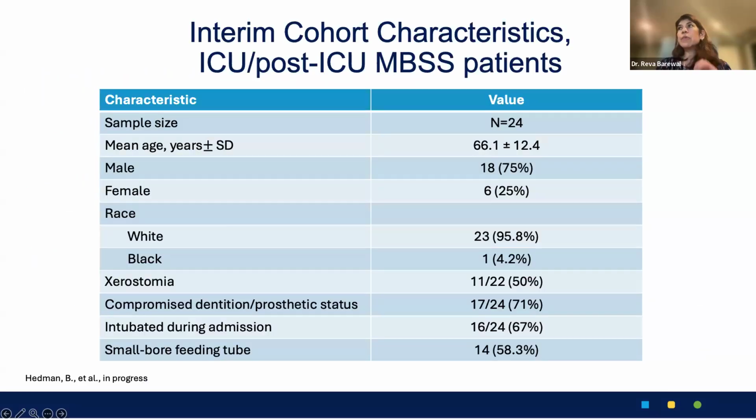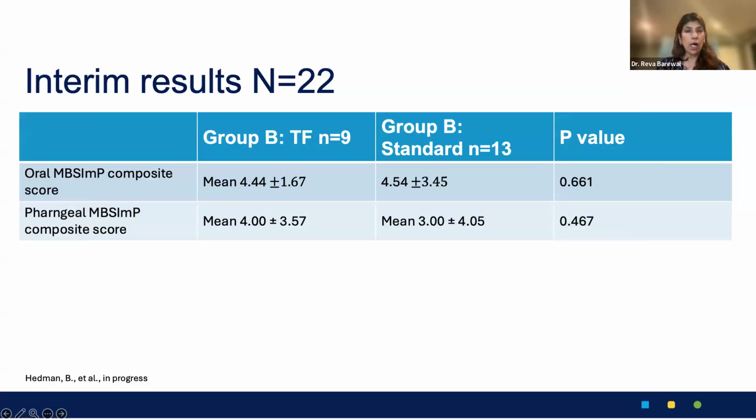Now here's some interim cohort characteristics that we found. The sample size is 24, the mean age is 66. We have a heavier male proportion and more Caucasian. Xerostomia was present in about half. A high number had compromised dentition. 67% were intubated during admission, and 58% had a small bore feeding tube. So these were complex patients that were being seen.